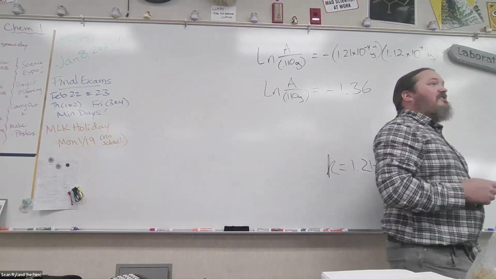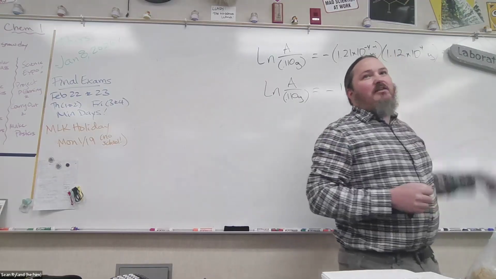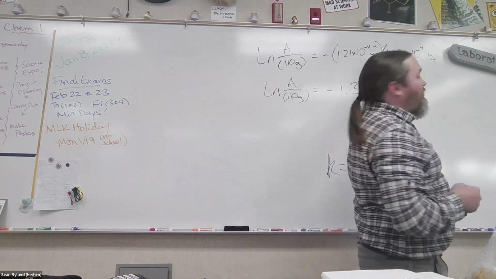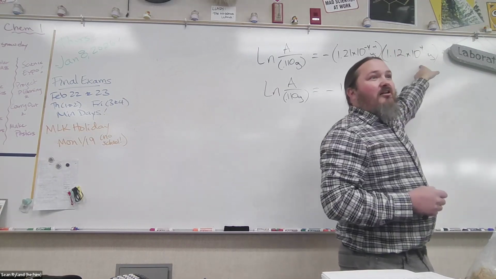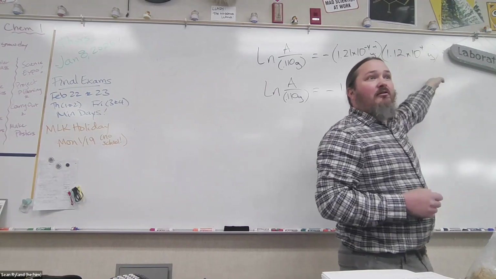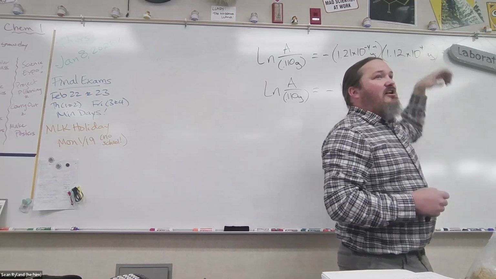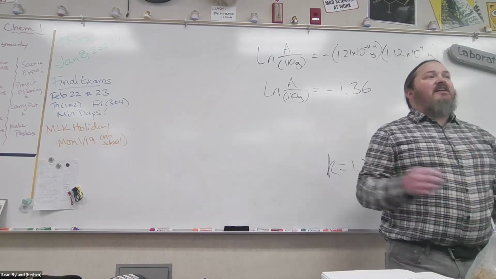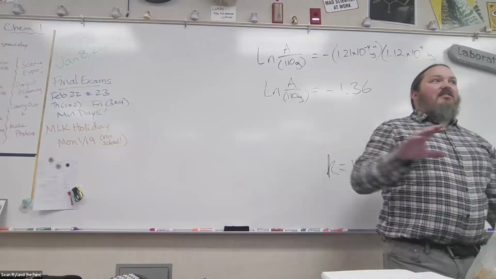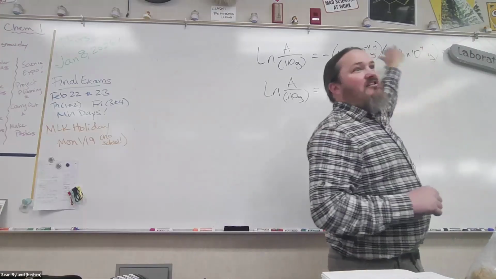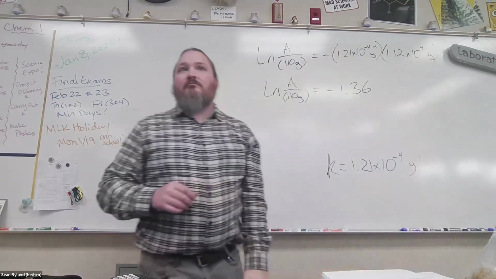What you don't want to do is have one of these be in years and the other one be in minutes. If you have your rate constant in terms of 1 over years, you don't want to plug minutes in here because that won't cancel out. So you just need to make sure they're the same, because some of these rate constants are going to be in years or millions of years or seconds or minutes, anything in there. As long as you're talking about your time in the same units as your rate constant, you're fine.